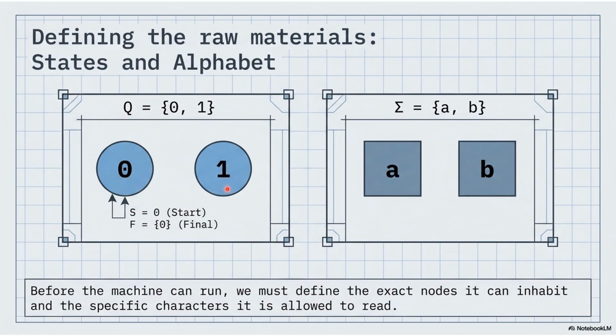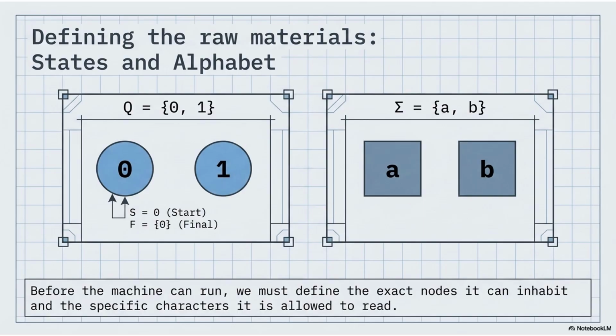S is the starting state and F is the final state. If 0 is the starting state, we represent it with an arrow into the circle. If 1 is the final state, we represent it with a double circle. And here A and B are the input symbols, so we represent the input alphabet as sigma is equal to {A, B}.